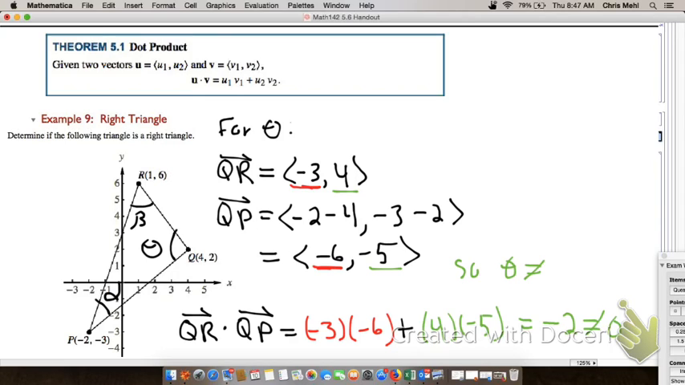So theta does not equal 90 degrees either. So this is not a right triangle. Okay. And again, I only did this for beta and theta. The angle in the bottom left corner, I could use the same approach, but you're going to find that that is also not a 90-degree angle, so this is not a right triangle. None of the angles are 90 degrees.